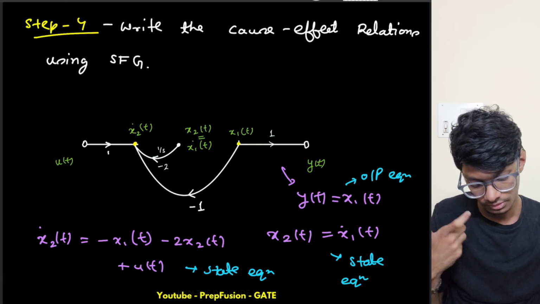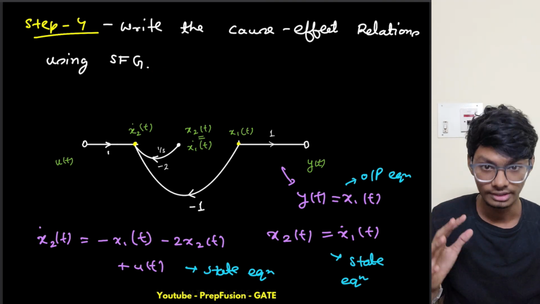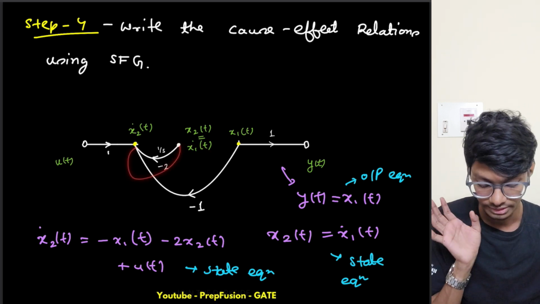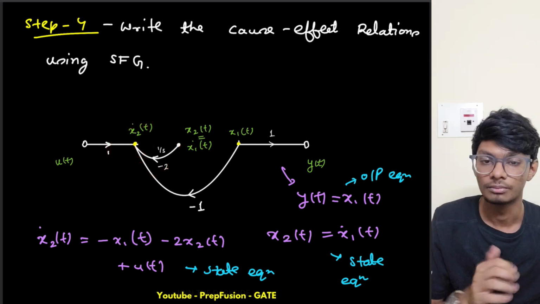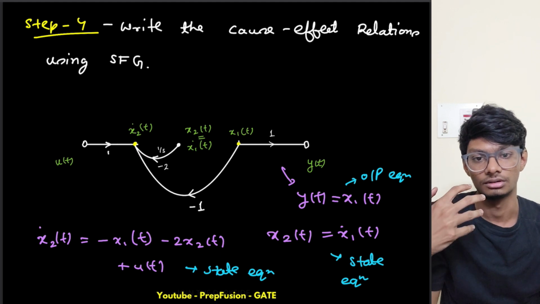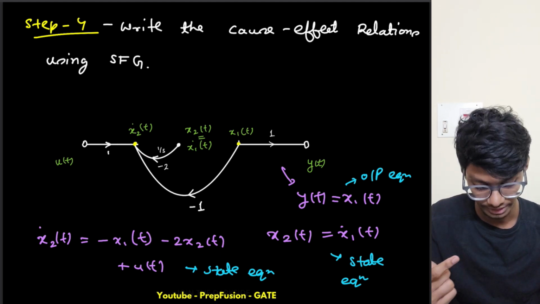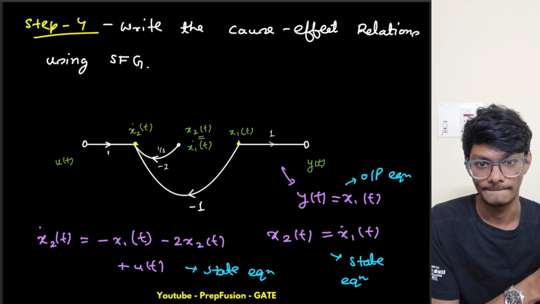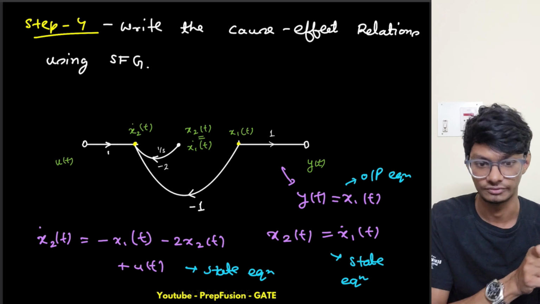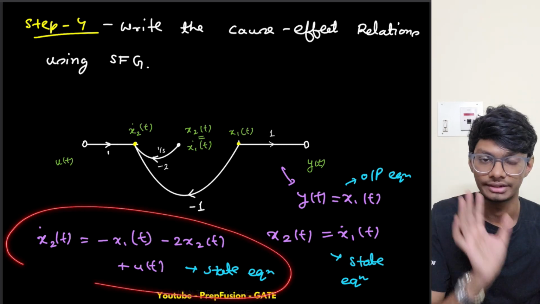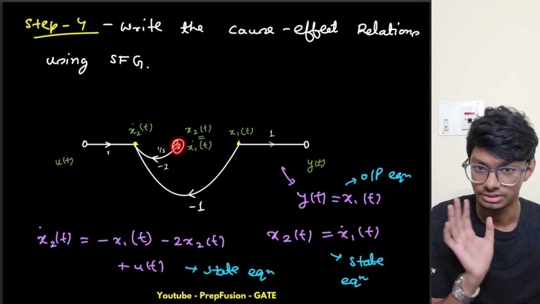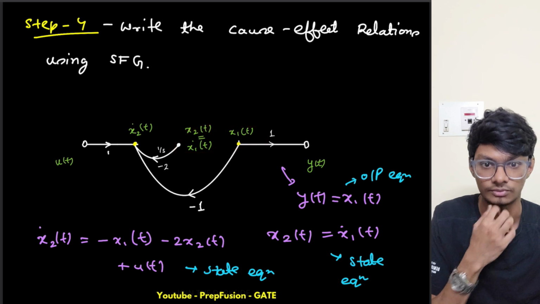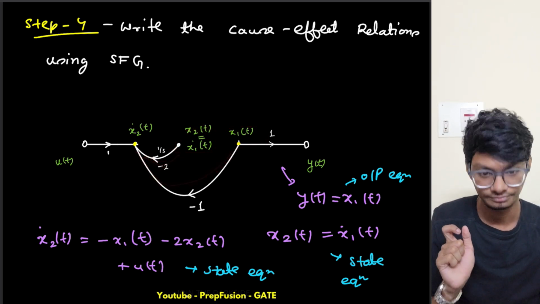Then I write the cause effect relations. Here, as this x1 dot doesn't have any other incoming nodes, I can simply write this equation. But in the next few examples I will explain it to you: we won't be able to write these equations in just one line, and we have to use Mason's gain formula. How and why, I will explain in the next few lectures. But here I will simply write it in one line because this node doesn't have any incoming values. This is x1 and this is x1 dot. So we can simply solve it like this.